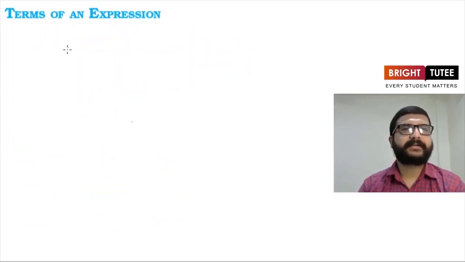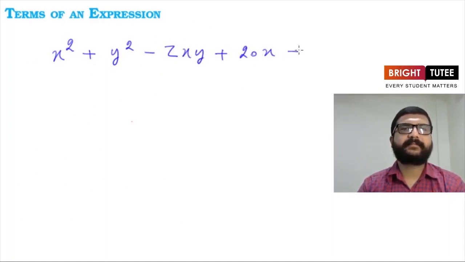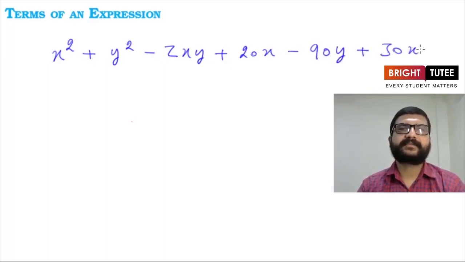Now let's have one more example. Let's say we are having x square plus y square minus zxy plus 20x minus 90y plus 30xy. Now see here, what we are doing, first we formed x square by multiplying x with x, and then we formed y square by multiplying y with y, and then we formed minus zxy by multiplying minus z with x and then with y, and then we formed 20x and then minus 90y and then 30xy.